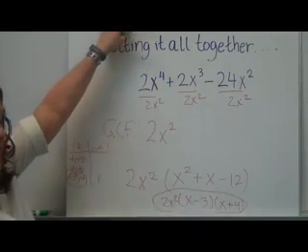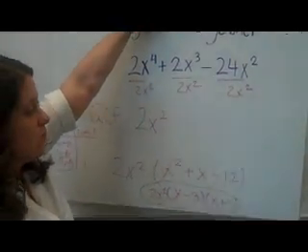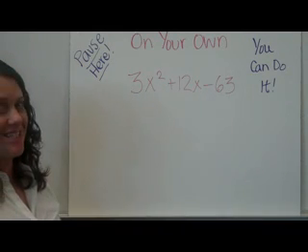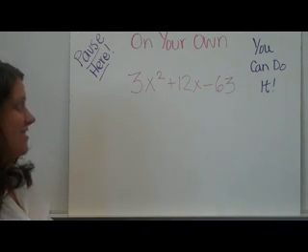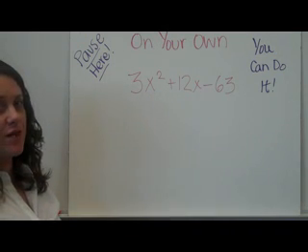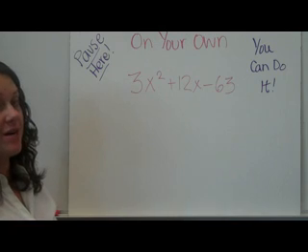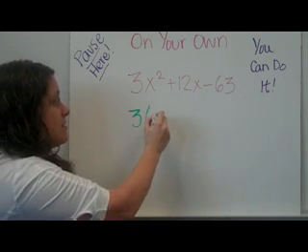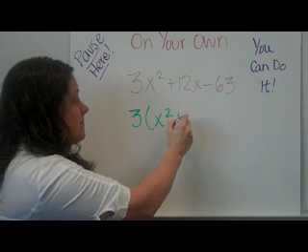Alright, so I'm going to let you try it one more time by yourself. You can do it. Pause here. Alright, welcome back. So here we go. We see this. First we look for a greatest common factor and hopefully you found that you could take out a 3. So I have x squared.